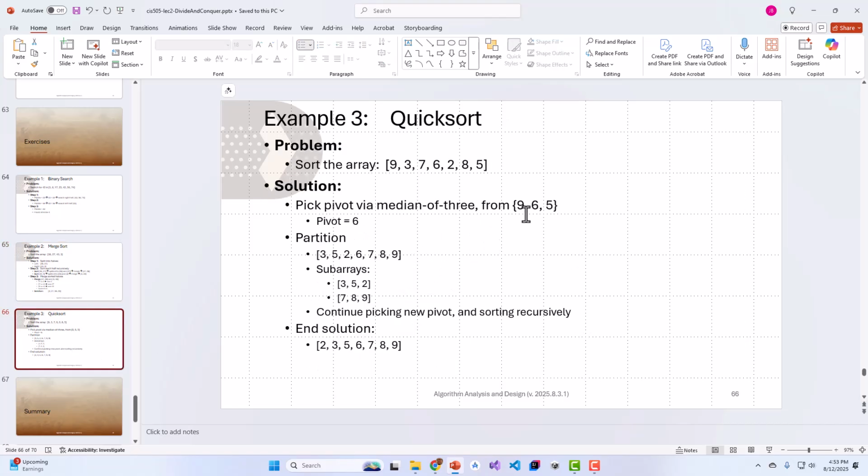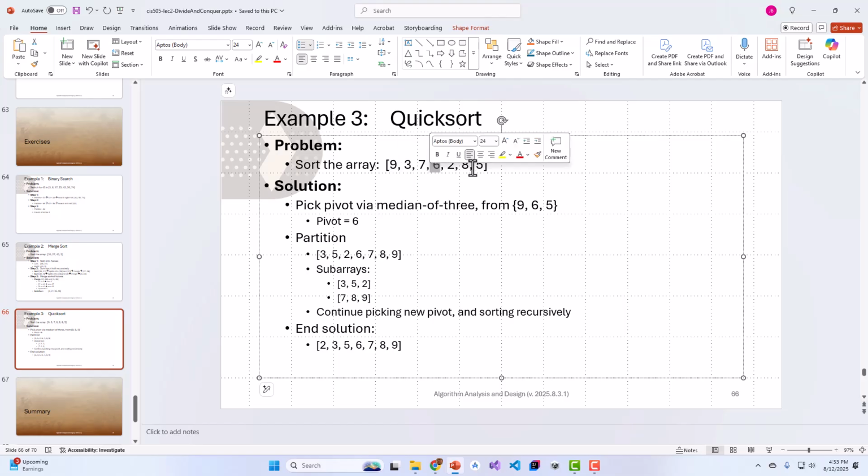All right, very good. Quicksort: 9, 3, 7, 6, 2, 8, 5. I would generally give you instructions, but you can assume by default we pick the pivot via median of 3. So the median of 3, 9, a 6, and a 5. So 5, 6, and 9, if we were to organize those in order, right? 5, 6, and 9. The 6 would be the median. So we pick that. That's the pivot.